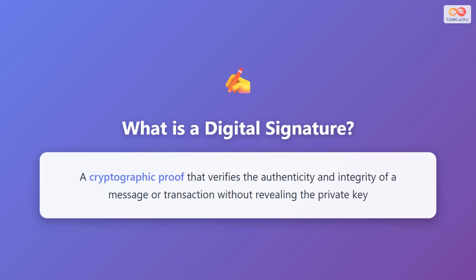A digital signature is a cryptographic proof that verifies the authenticity and integrity of a message or transaction without revealing the private key. Think of it as a unique digital stamp that only you can create, but anyone can verify. Unlike a handwritten signature that looks the same on every document, each digital signature is unique to both the signer and the specific data being signed. This ensures that the signature cannot be copied and reused on a different transaction.